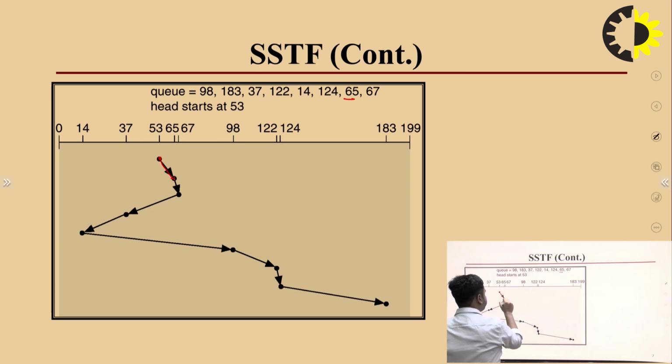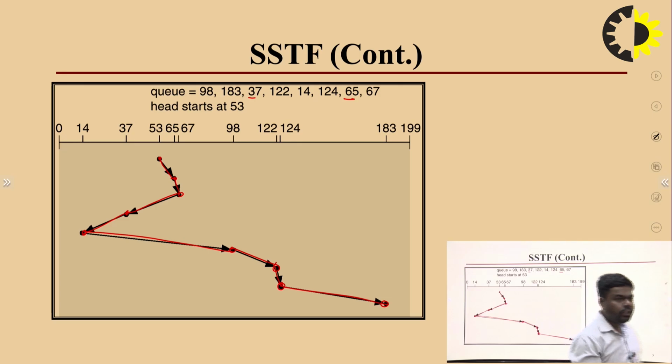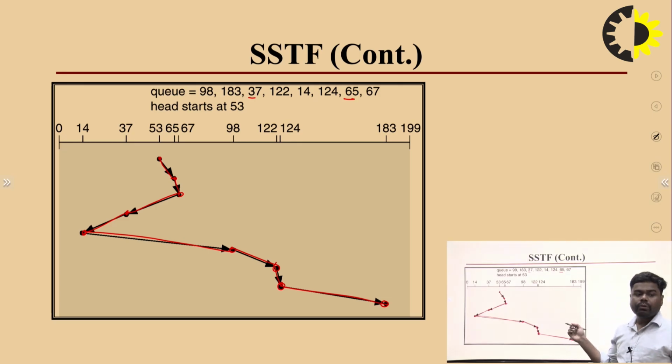Next, nearest to 65 is 67. Nearest to 67 in all of these is 37, so it will move to 37. Nearest to 37 is 14. After 14, no one is nearer, so we move in the right direction. Now 98 is the nearest. Which one is nearest to 98? 122, then 124, and after that 183. This is the path, and we have to calculate the total seek time.